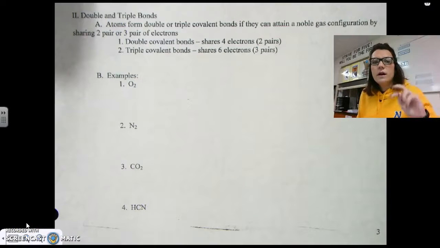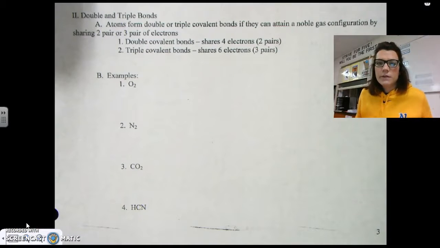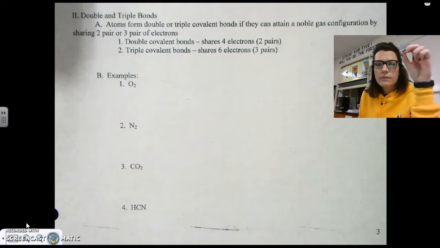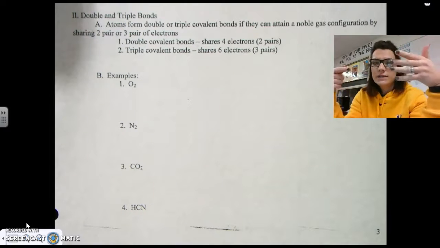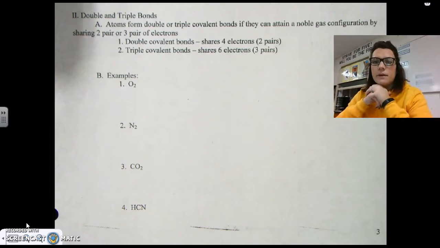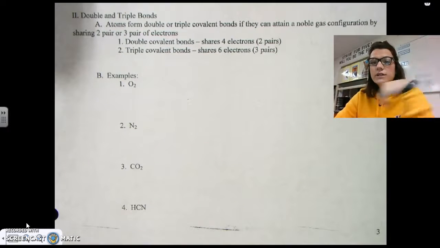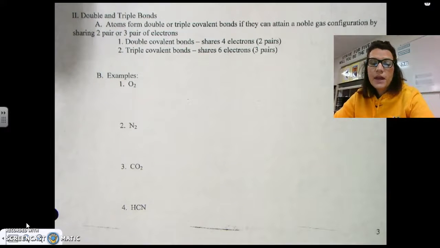Okay, this video is going to be on double and triple bonds, and I'm going to mention something about ionic bonding as well. So if a single bond means we have 2 electrons that are being shared, a double bond means that we're going to share 4 electrons, where a triple bond means we're going to share 6 electrons, okay? Sometimes we don't have enough electrons for each atom to have 8 just by sharing 2, okay? And that's why a double and a triple bond will form.